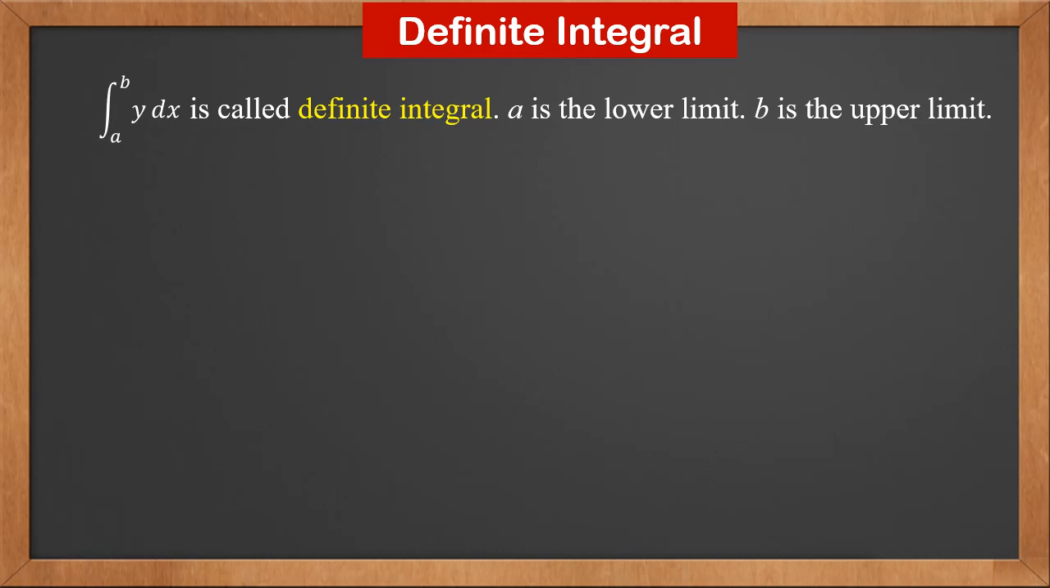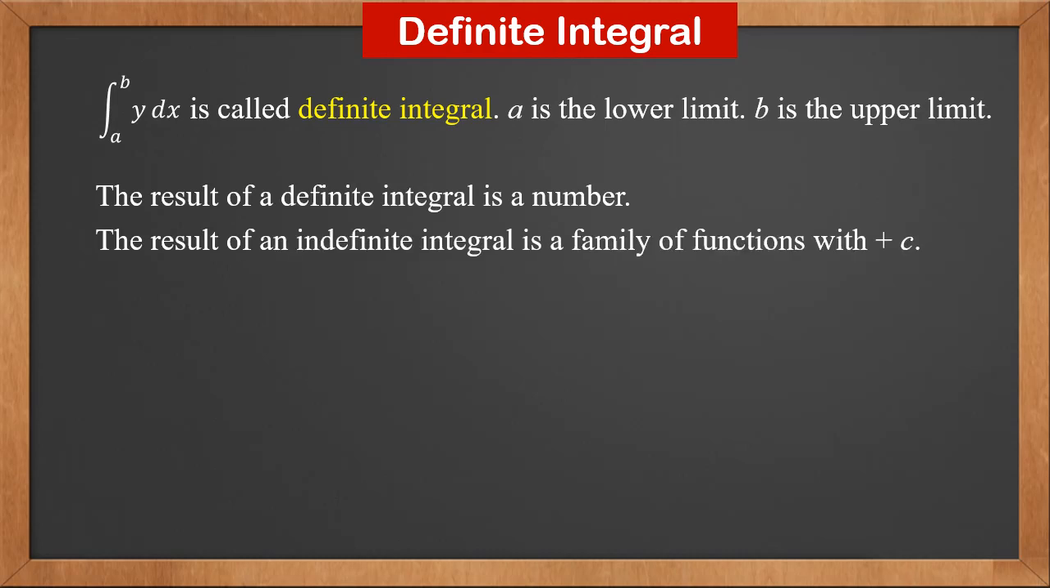The integral of y dx from a to b is called a definite integral. It has two limits. a is the lower limit, and b is the upper limit. The result of a definite integral is a number. The result of an indefinite integral is a family of functions with plus c. They are different.